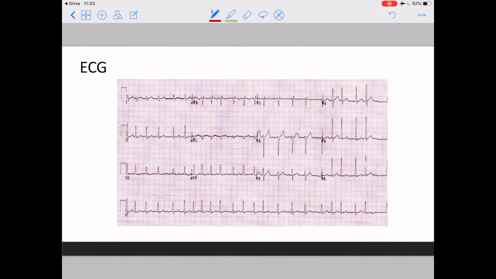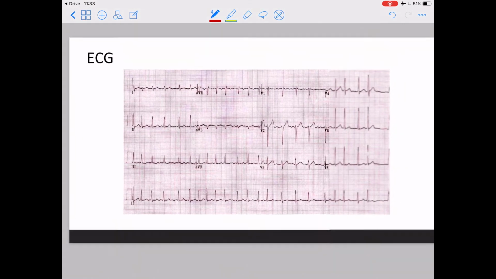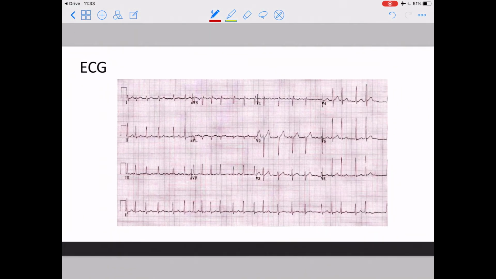The first step here is to find the rate. So we'll have a quick glance and see if we're working with a regular or irregular rhythm to see which method to use. And if we zoom in here, we can see that the distances between these R peaks seem to be a little bit irregular. So we'll use the 10-second method. This involves counting all of the R peaks all the way across this ECG strip.